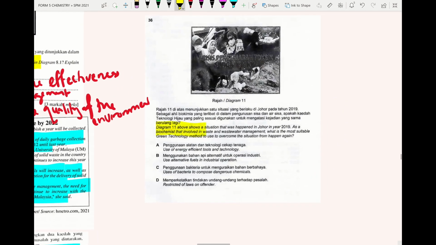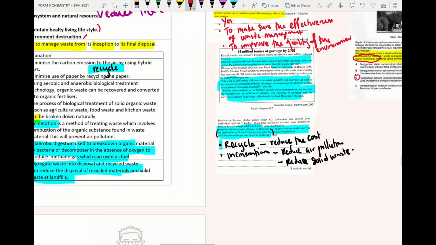All right, we try to do this question. Diagram 11 shows the situation that happened in Johor. As a biochemist involved in wastewater management, what is the most suitable green technology method that you should suggest to overcome the problem? All right, so please remember this diagram. There is toxic waste in the river. So the use of bacteria to decompose the dangerous chemicals is a suitable method for this question.